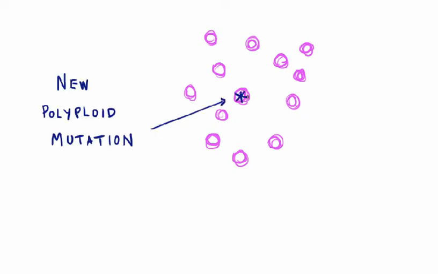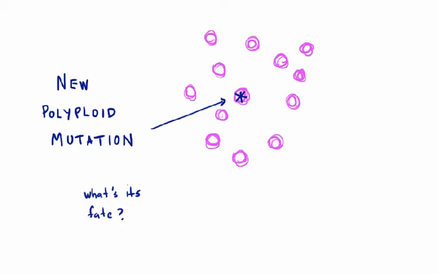Okay, so use your imaginations here and imagine that this is a population of diploid organisms. And I'm going to put a single polyploid mutation in here. And so this organism right here is now polyploid. And I want you to think about, well, what's going to happen to that polyploid? Is it going to increase? Is it going to be dying out? What's the likelihood that over time this polyploid mutation is going to gradually increase and eventually take over the entire population? Is it a given that this is going to happen?